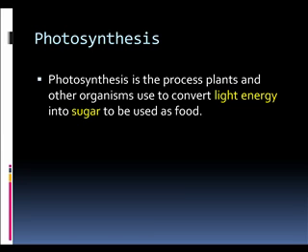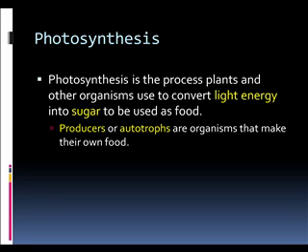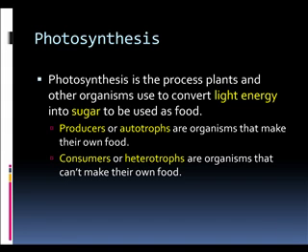Photosynthesis is basically a process plants and other plant-like organisms use to convert light energy into glucose or sugar to be used as food. So quite literally, they're able to produce their own food. Therefore, they are producers. We've also called these organisms autotrophs, simply defined as organisms that can make their own food. Animals are consumers or heterotrophs, organisms that cannot make their own food.